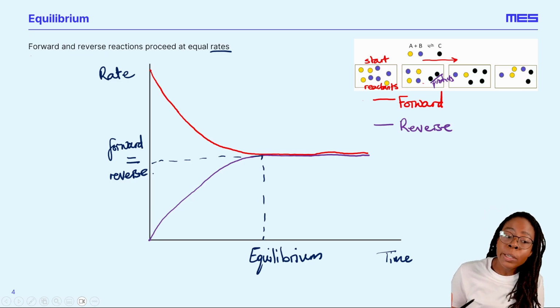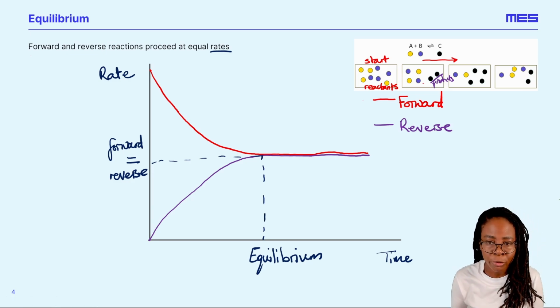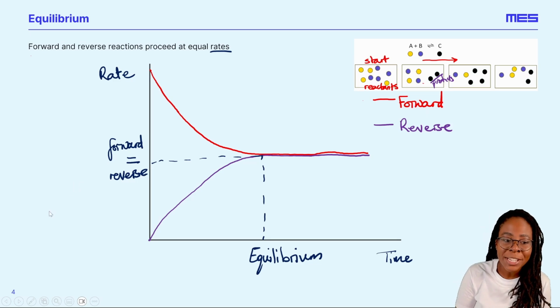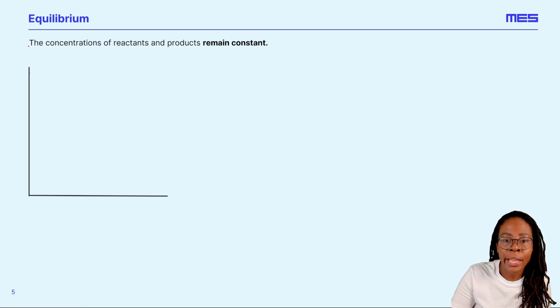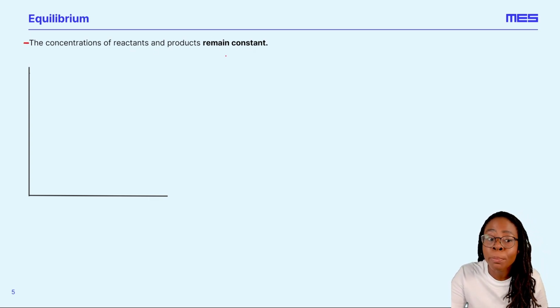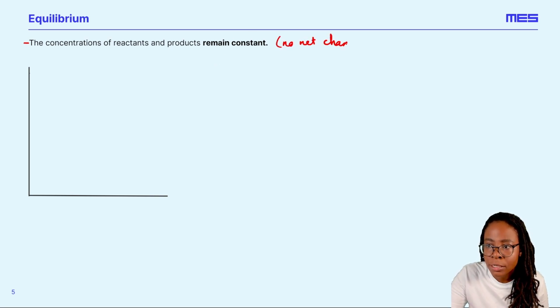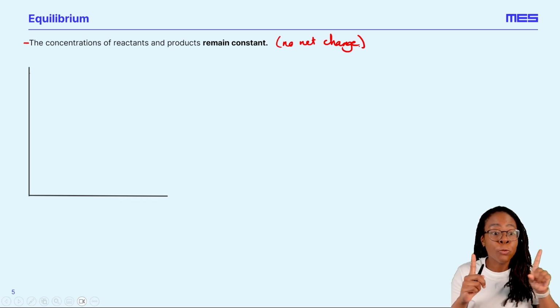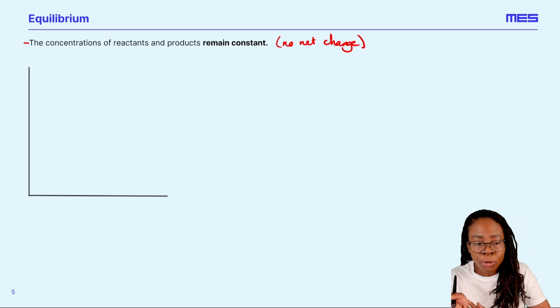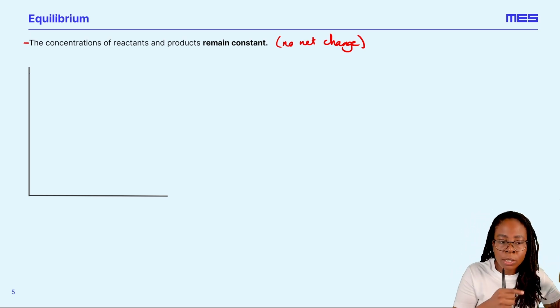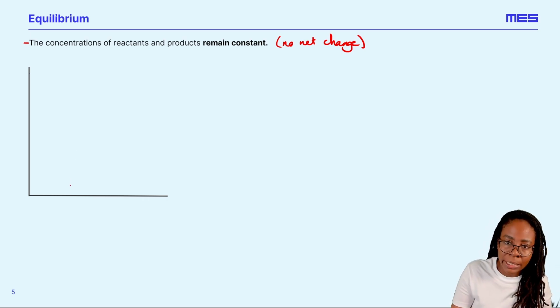Now, this is not the only way that we can graphically show when a reversible reaction has reached equilibrium. So let's look at another type of graph. The second feature of a reaction that has reached equilibrium is that the concentrations of the reactants and products remain constant, or there is no net change in the concentrations of the reactants and products. That's because the forward and reverse reactions are occurring at the same rate. So as soon as the products are formed, the products are reforming the reactants at the same rate. So we don't end up seeing a change, even though the reaction is still technically proceeding.